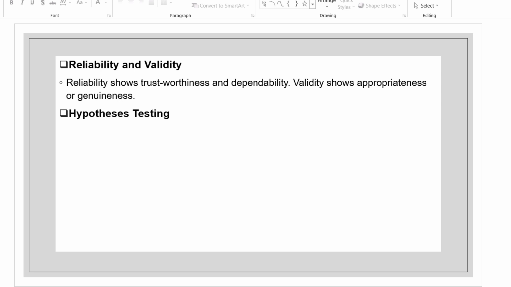Next is reliability and validity. Reliability means how reliable the data is, or how much we can trust the data, and validity shows the appropriateness or genuineness of the data. The next objective is hypothesis testing.